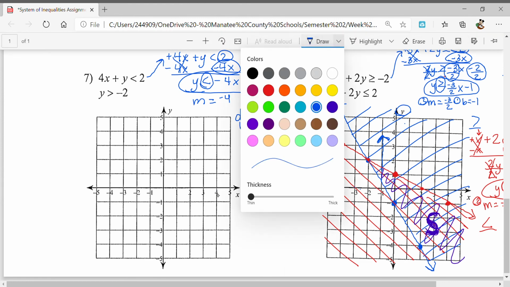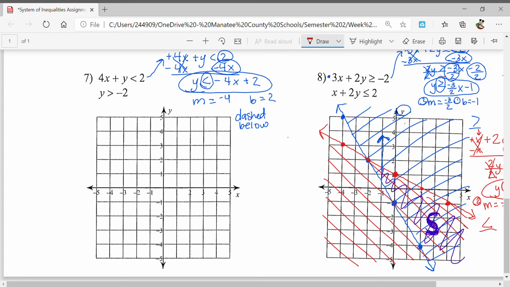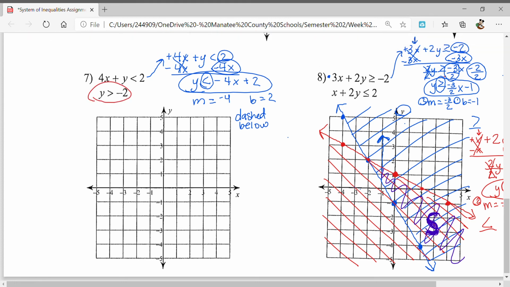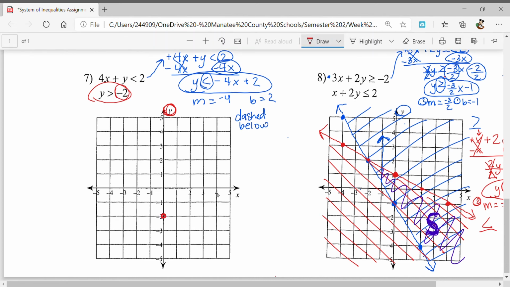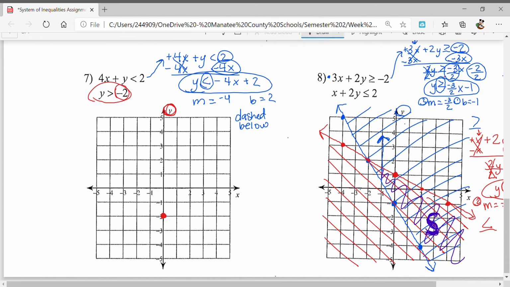This other one here, we only have one variable. This y is greater than negative 2. Okay, so if you only have one variable, it's either going to be a vertical line or horizontal line. It's either going to go side to side or up and down. But this one, it's the variable y. The variable y is all by itself, so you're going to look on the y-axis, and we're going to put a dot on the negative 2. Okay?